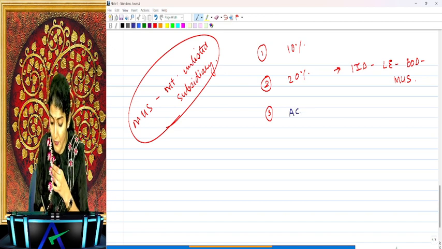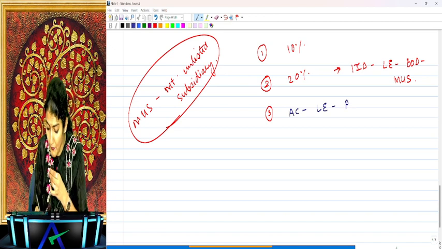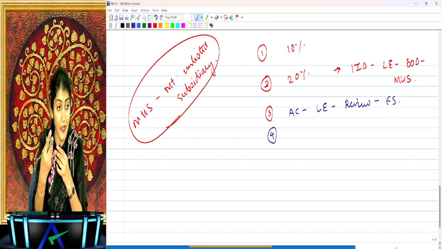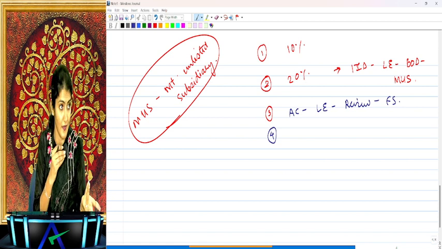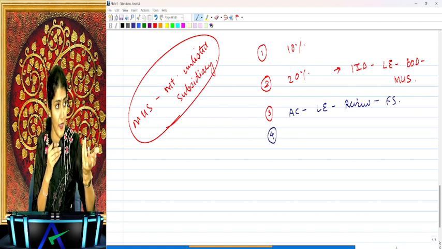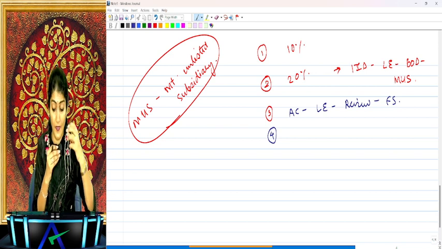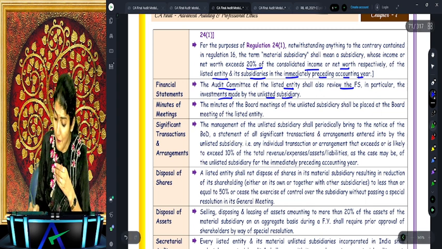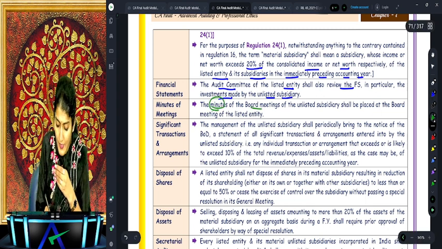The audit committee of the listed entity will review the financial statements of the unlisted subsidiary company, particularly the investments. Okay, where is the subsidiary making the investments? Right, so the audit committee of the holding company will review the financial statements of the subsidiary. Then what does it say? The minutes of the meetings of the subsidiary company shall be placed before the board meeting of the listed entity.